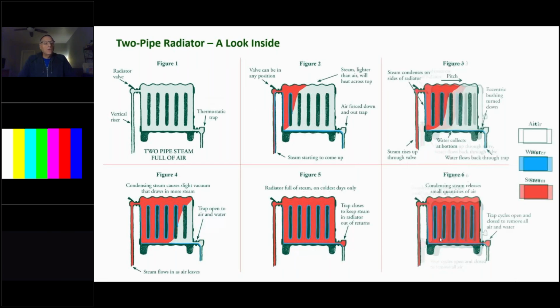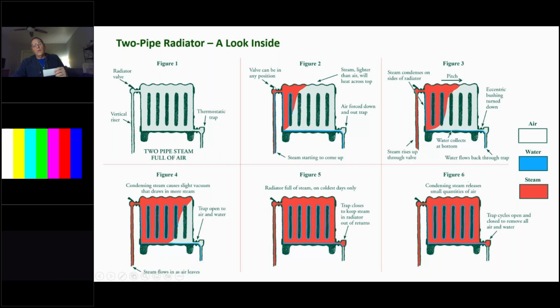Okay, as we go to a two pipe radiator, it's basically the same setup. We've got the vertical riser coming into the radiator valve at the top of the radiator, and then a thermostatic trap at the opposite side at the bottom of the radiator. With this type of setup, the valve doesn't have to be completely open.